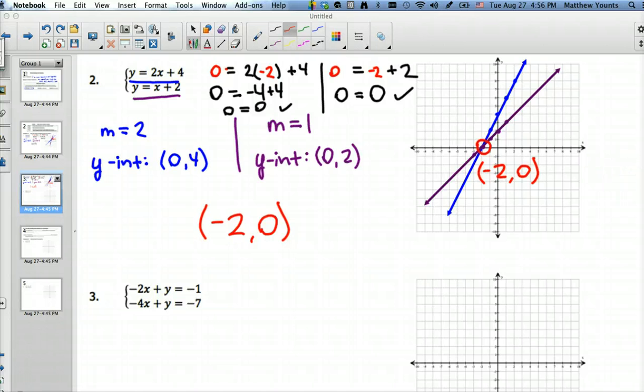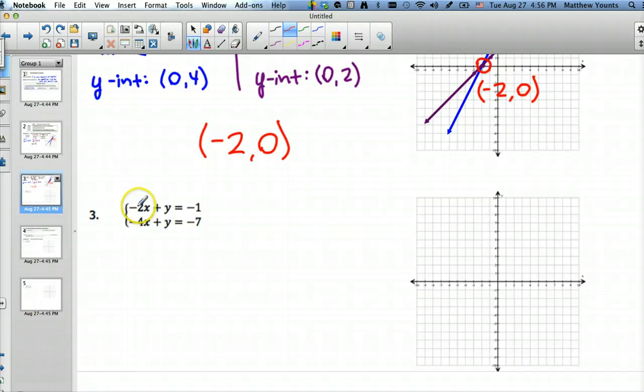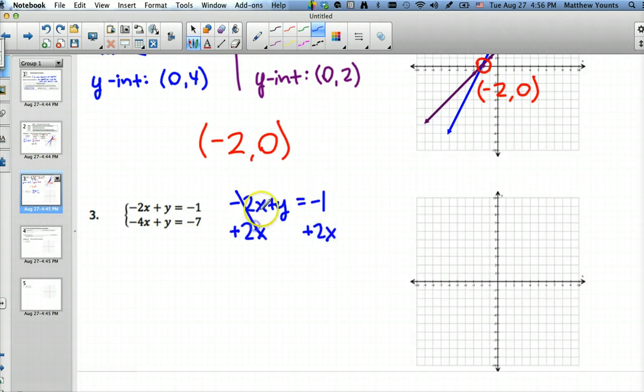Okay, let's look at number 3. This one, we're going to do the exact same thing, except you'll notice that our equations are not in slope-intercept form. They're both in standard form, so the first thing I'm going to do is change both of these equations to slope-intercept form. So negative 2x plus y equals negative 1. That's my top equation. If I add 2x to both sides, that's going to give me my slope-intercept form of y equals 2x minus 1.